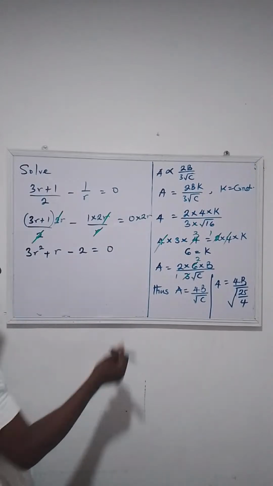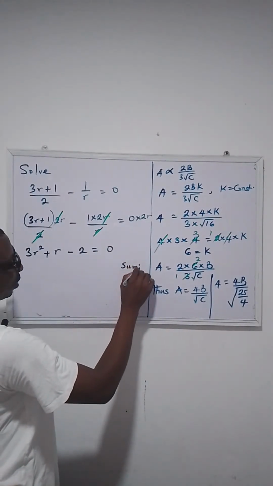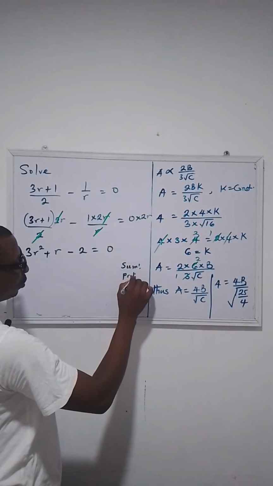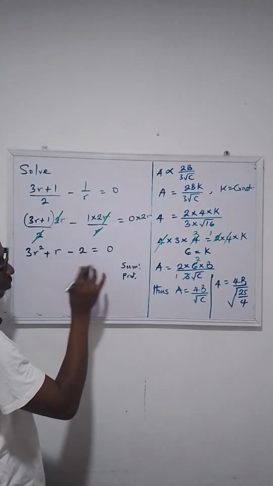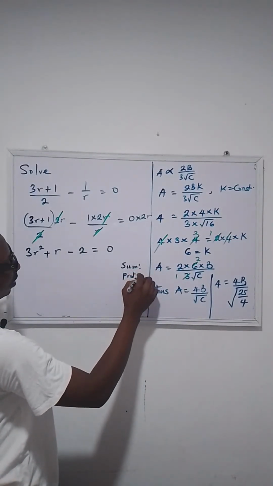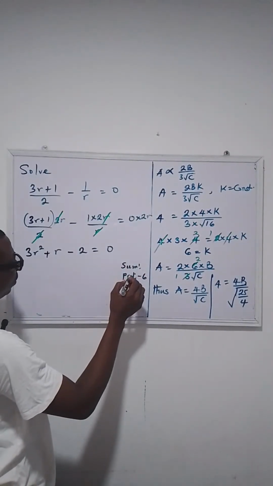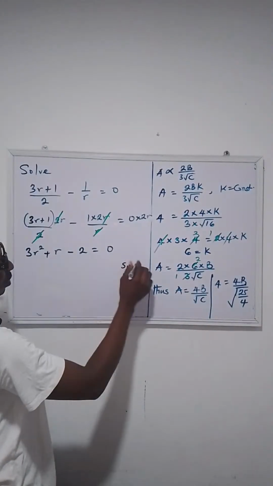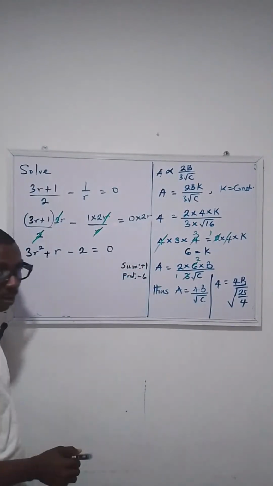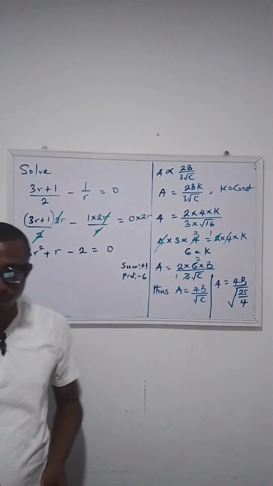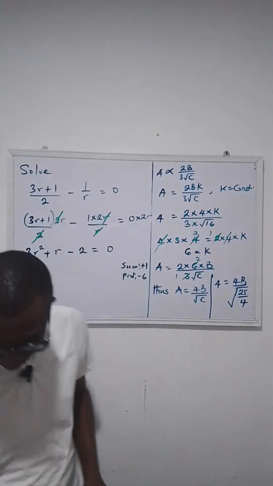So we need to identify the sum and product. Okay, while we are doing that, I want you to give me two numbers such that when we multiply together, you have -6, which is the product. I know you know how to get that, and the sum is +1. Okay, what are the two numbers? So can you tell me the two numbers?